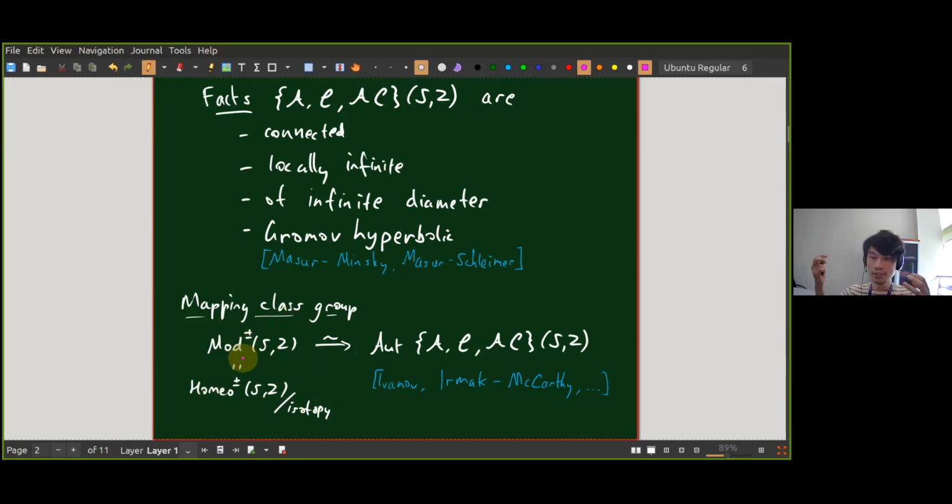Because what you need to know is that if two curves or arcs were disjoint to begin with, if I apply a homeomorphism, they will remain disjoint afterwards. So we get a natural action of the mapping class group on each of these graphs. The non-trivial, important thing is that, in fact, these are all the possible automorphisms. The first theorem was proven by Ivanov for the curve graph. So this is sometimes called Ivanov-style rigidity.